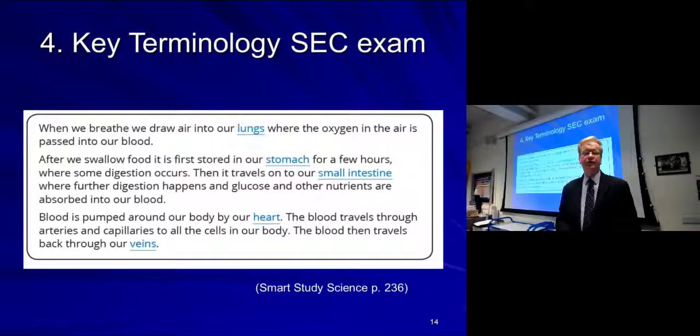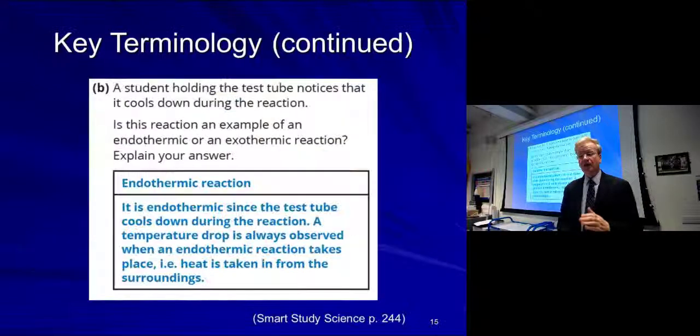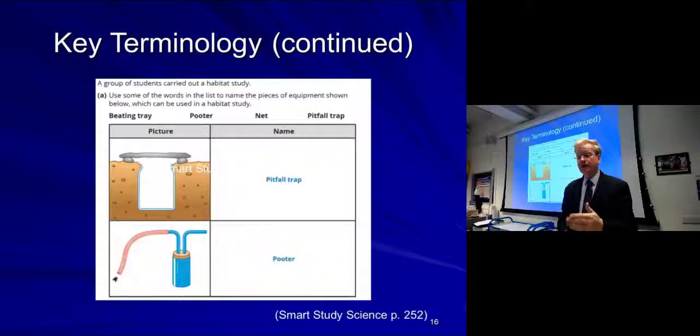The fourth type of question that's asked by the SEC involves key terms, filling in the blanks there with the correct words, and also, for example, knowing what an endothermic reaction is, knowing the meaning of exothermic reaction, and being able to explain what each of these types of reactions are. So make sure you understand the key terms as you go through your revision. Likewise, identifying particular items like a pitfall trap and a pooter that were used in carrying out a habitat study.